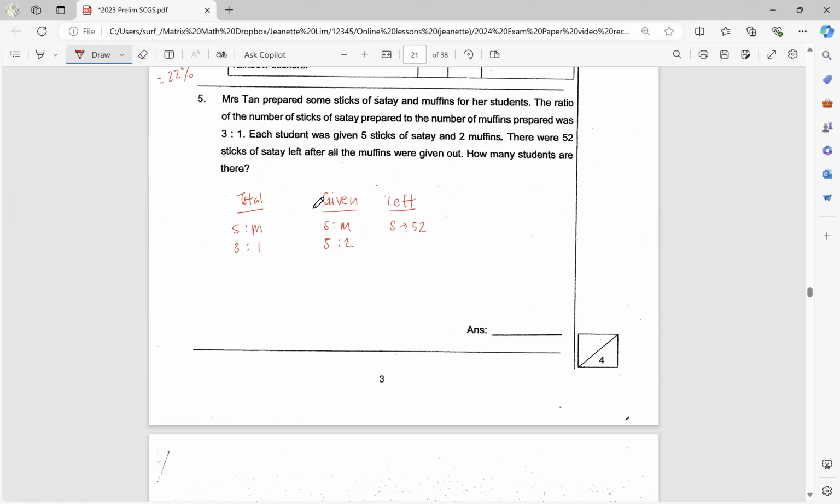If there are no muffins left, it means that whatever is prepared is the same as the number of muffins that were given out, right? Because there's no leftover. So all the muffins prepared is whatever is given out. So your common base is the number of muffins. So we're going to make the common base the same. Times 2, you get this.